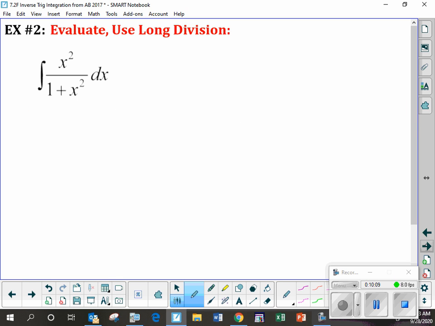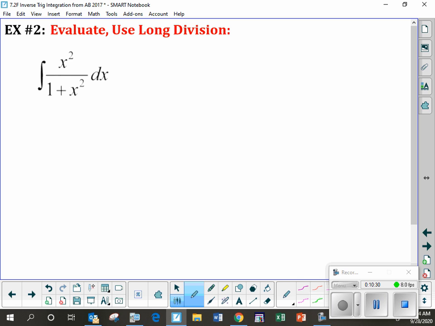All right, moving forward. Example number 2 is not, while it kind of looks like arctan, what about this going on top? If I said this is u squared, I'd end up with u squared over a squared plus u squared, and that is not an arctan pattern.